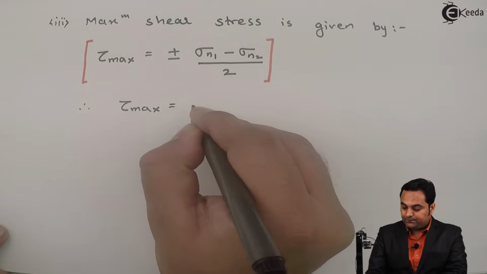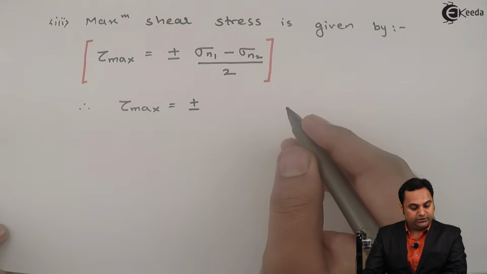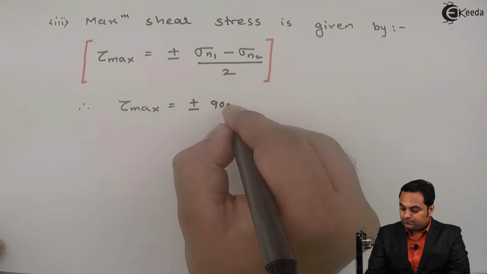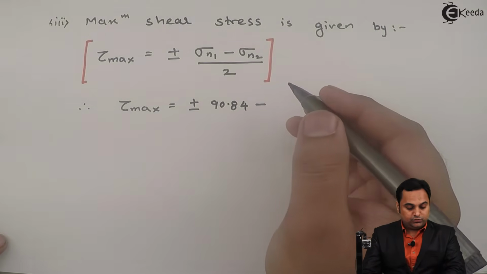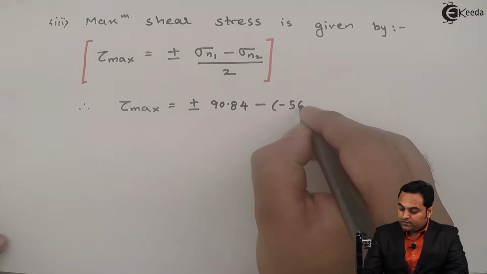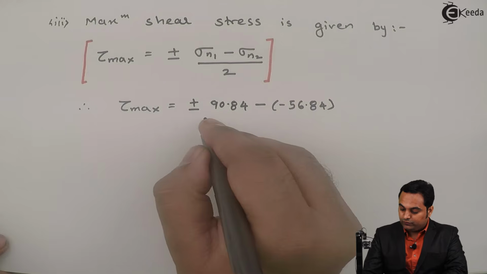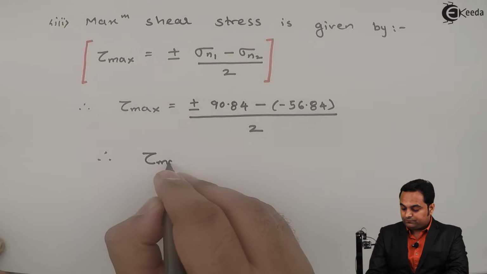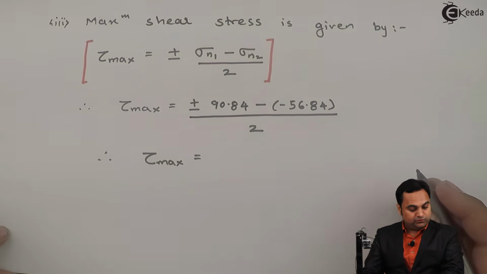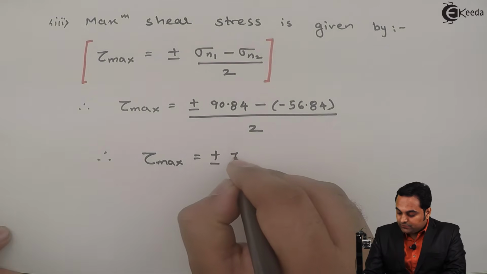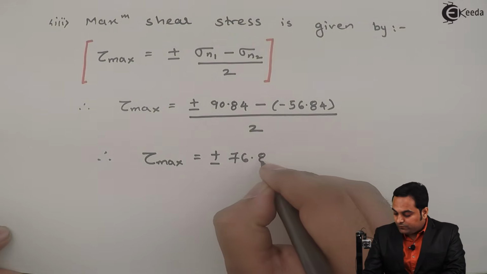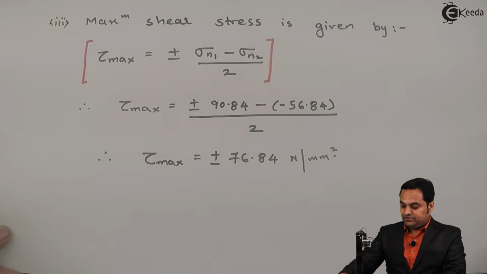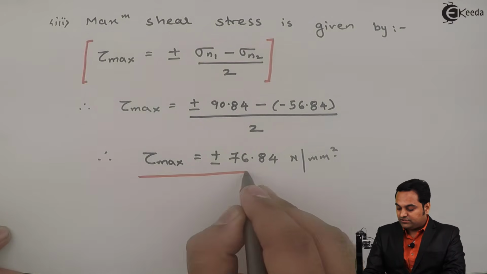Putting the values here, sigma n1 we have found out was 90.84 Newton per mm square, minus sigma n2, that was minus 56.84. It was negative, so compressive, divided by 2. Therefore tau max value comes out to be plus or minus 76.84 Newton per mm square. So once we have found out the maximum shear stress, this is the first answer for us.